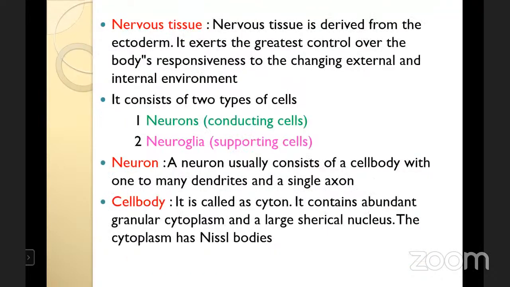So, another type of tissue. Epithelial is over, connective tissue is over, and muscular tissue is also over. Now coming to the nervous tissue. It is very, very important. Without nervous tissue, there is no use of any organ system. They are not able to function without coordination of the nervous system or nervous tissue. Let us go for this topic.